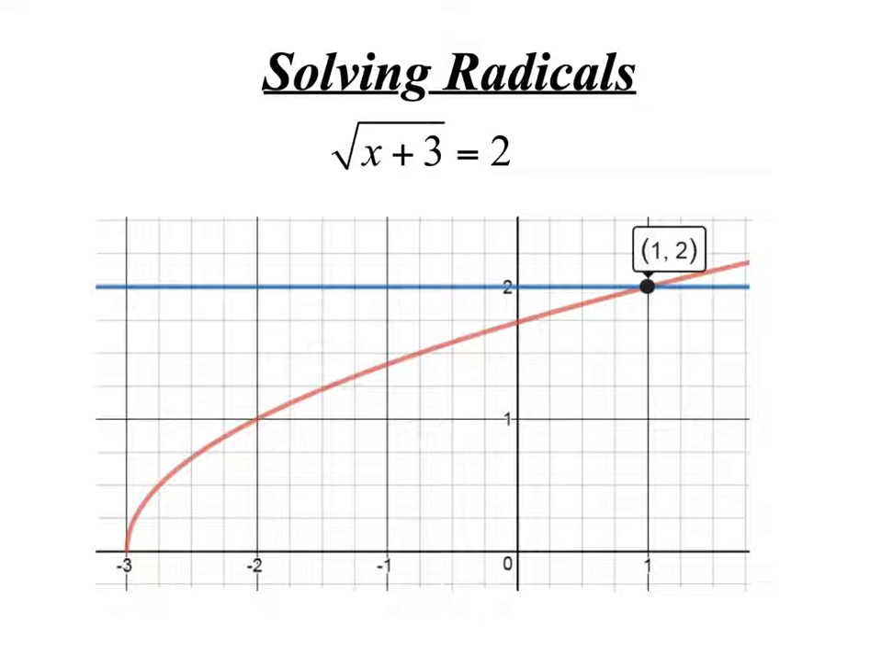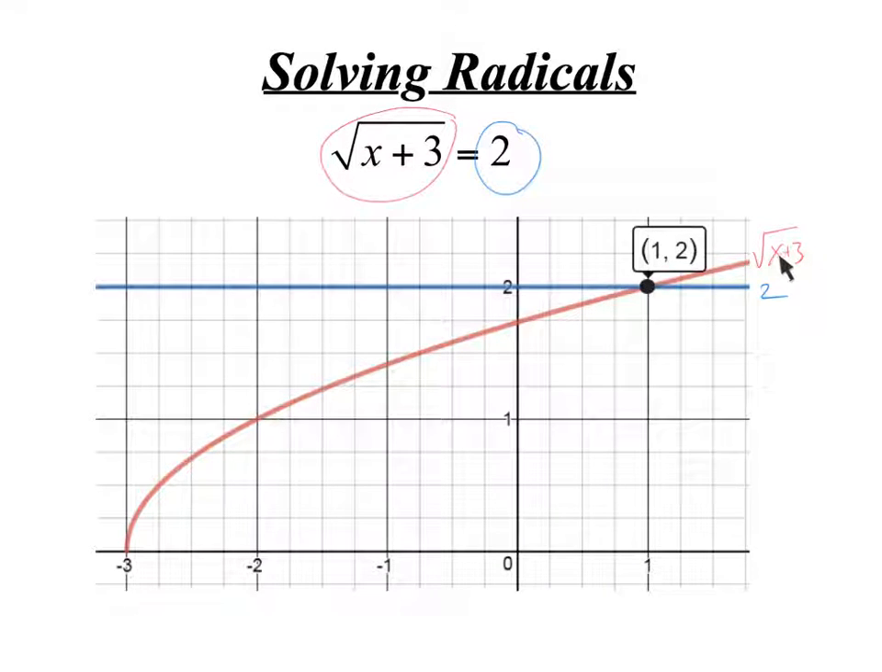Now, when I'm solving radicals, see this right here? This is a radical, a square root equals something. You are technically graphing this, which is the red graph right here. Can you kind of see that? And you're graphing this, which is the blue graph of 2.